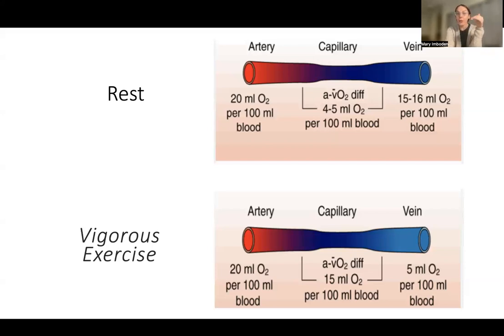Now, depending on your athletic status, some people can move that AVO2 difference at max exercise from 15 to maybe 17 or 18. So not a huge difference. The driving difference between normal recreationally active individuals and elite athletes is going to be the difference in stroke volume. Athletes have a much higher stroke volume at max exercise than recreationally active or sedentary individuals.